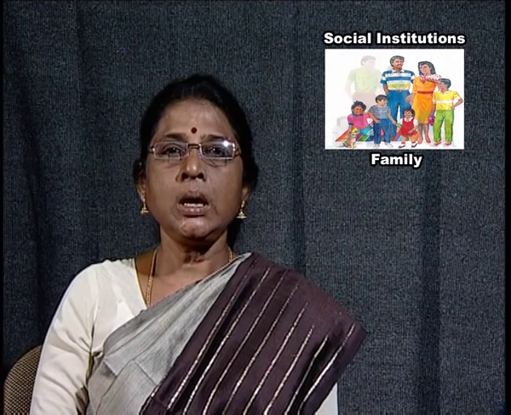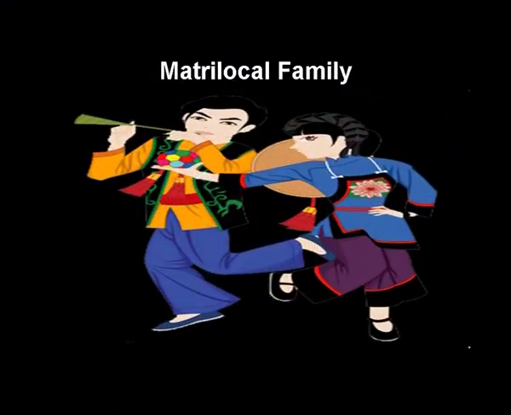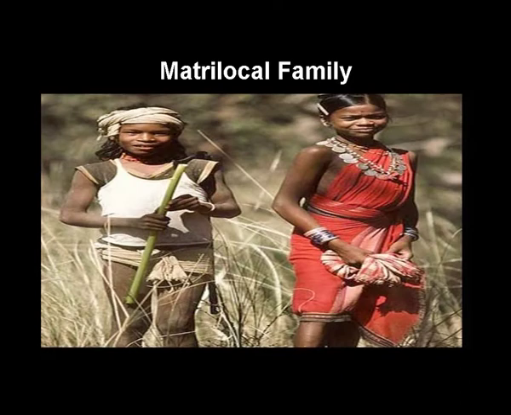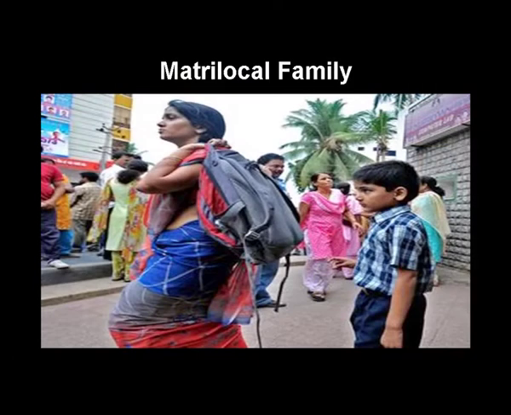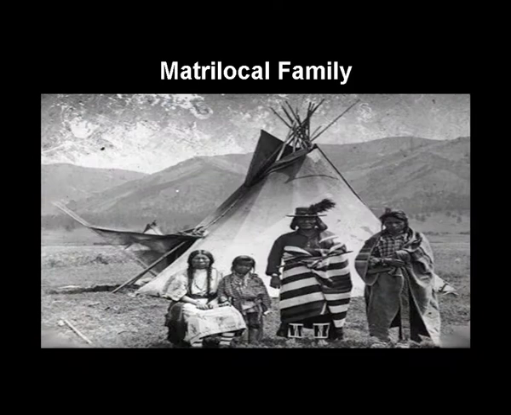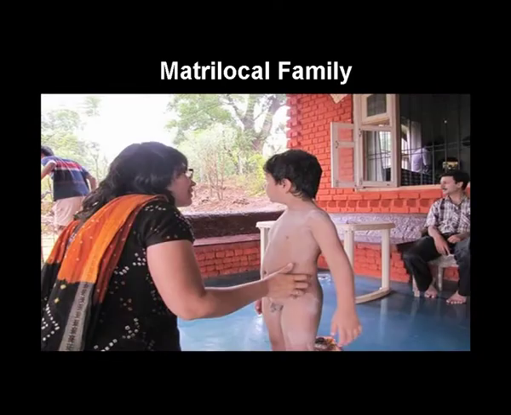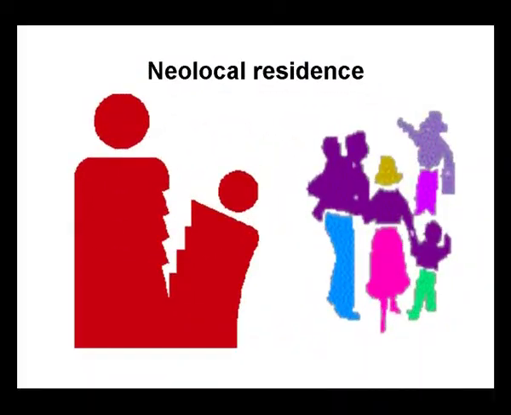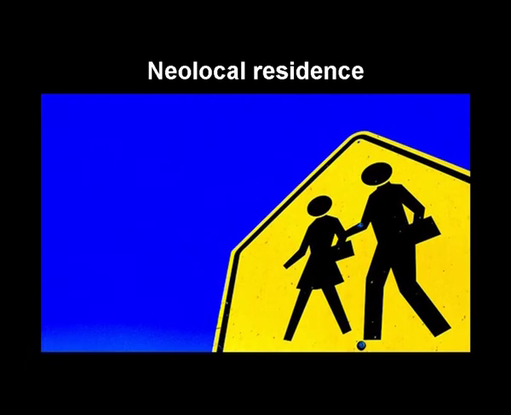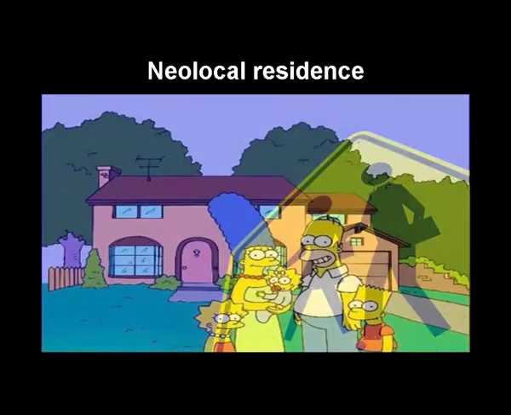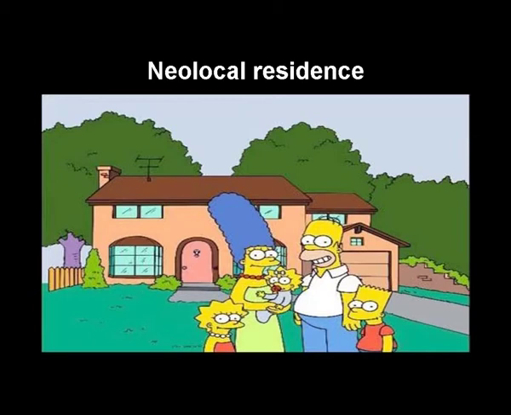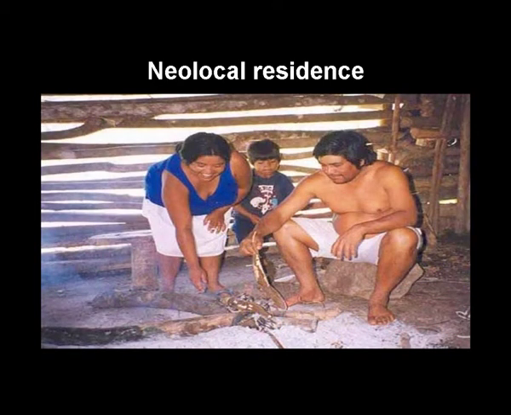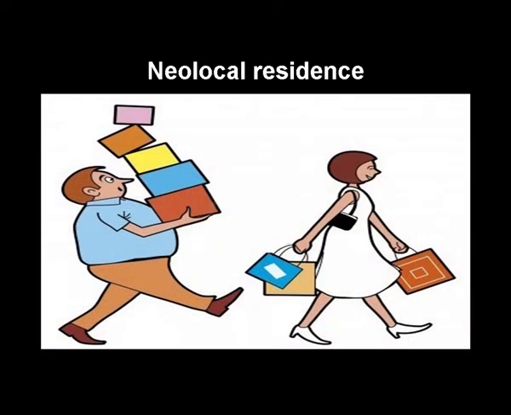The second one is matrilocal family. In matrilocal residence, the husband goes to live in the house of his wife after their marriage. All the children live with the mother. The next one is neolocal residence. This type of family occurs when the married couple lives apart from their parents' family and community. For example, when husband, wife or both work away from their parental homes, neolocal families are formed.